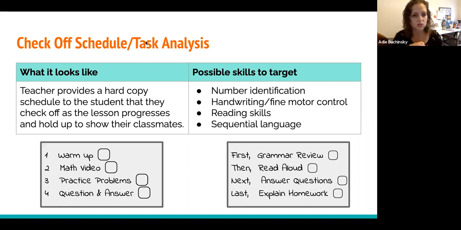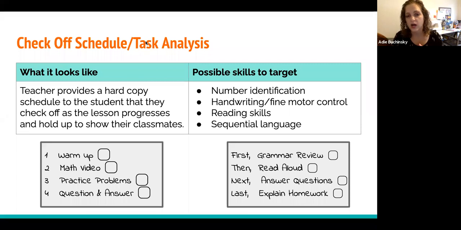1, warm up, 2, math video, 3, practice problems, 4, question and answer. So the teacher could say, "Okay, we're all done with our first step, warm up. Can you check that off and let us know what's next?" And then the student could hold up the chart and say, "Number 2 is a math video." "Great, now we're all gonna watch the math video together."